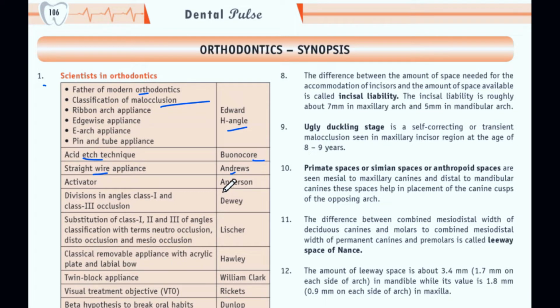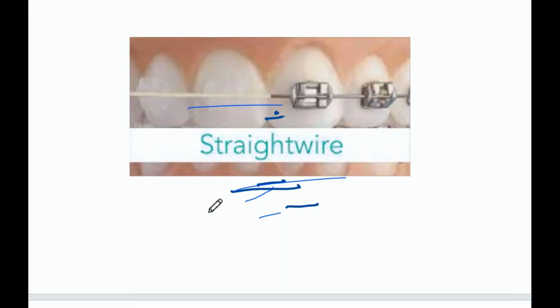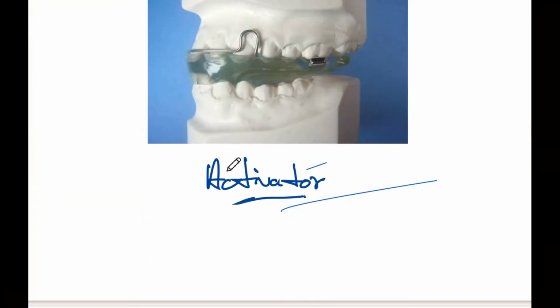Then we have Anderson, who gave activator. It is also known as Anderson's appliance, which looks like this. This was one of the first functional appliances that was developed to correct functional jaw.